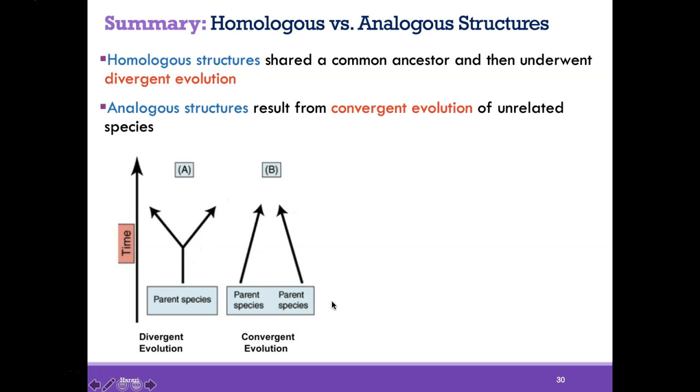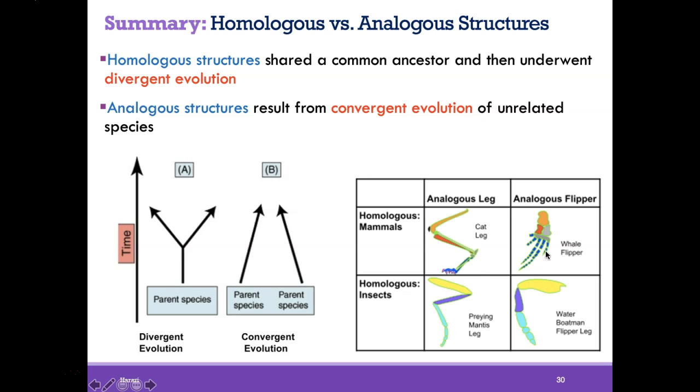Analogous structures result from convergent evolution of unrelated species. That's like a bird's wing and an insect's wing, which are not related. They do not develop the same way, but they both independently developed in separate species because they were favored by the environment. So in this table, you can see that in mammals, a cat's leg is homologous to a whale's flipper.